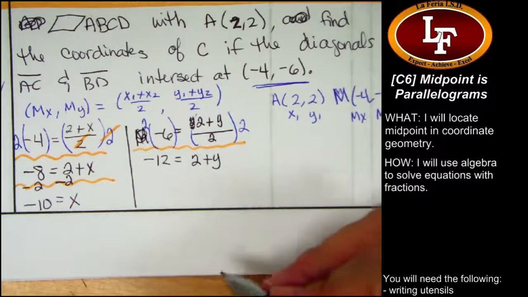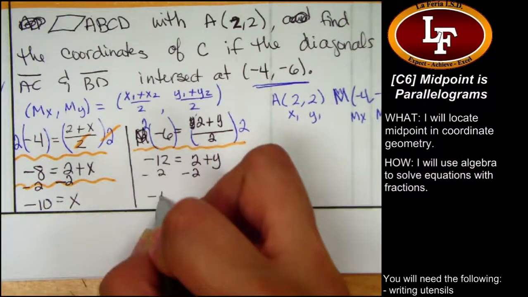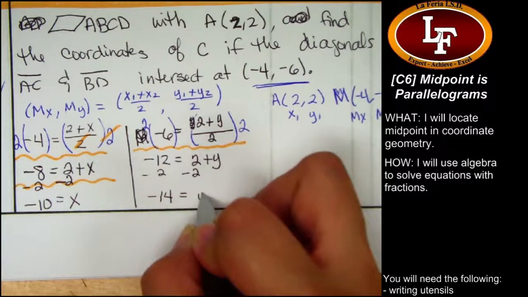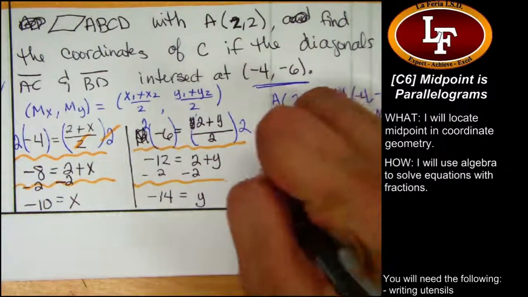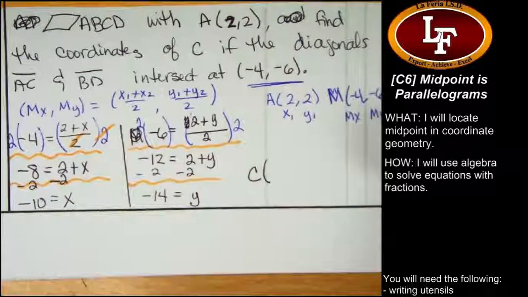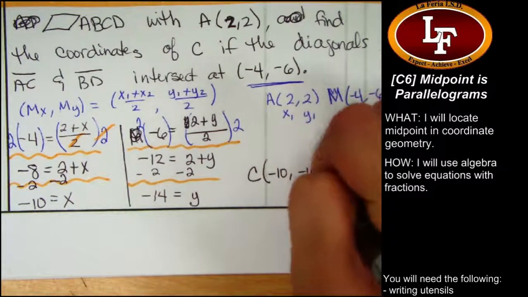I want y by itself. I'm going to do that by subtracting 2 from both sides. -12 minus 2 is -14. And the 2's on the right-hand side are going to cancel. And so the coordinate for C, which is the other end of that line segment that I was given one end and the midpoint of, is going to be at the coordinate -10, -14.